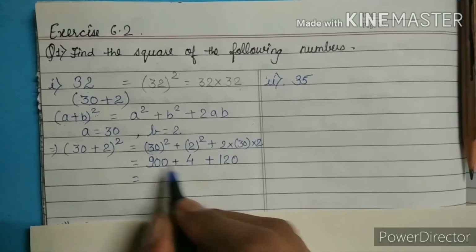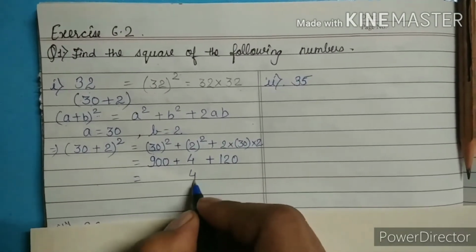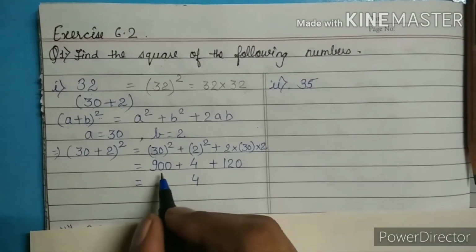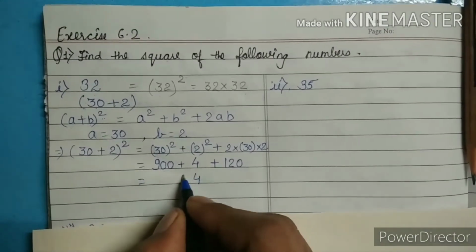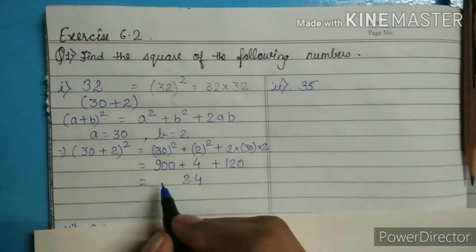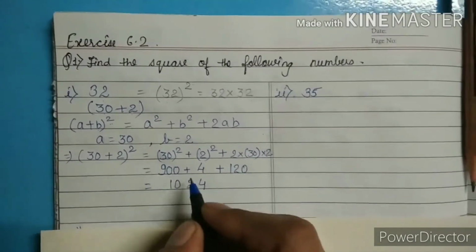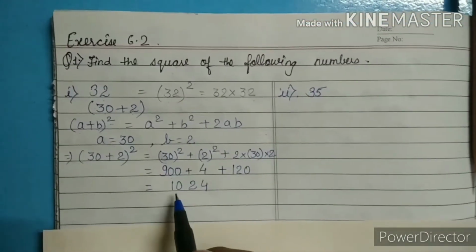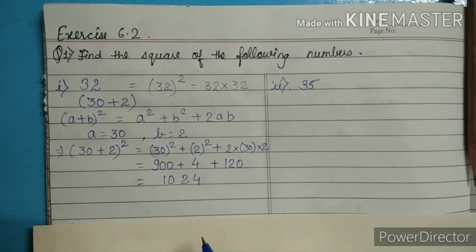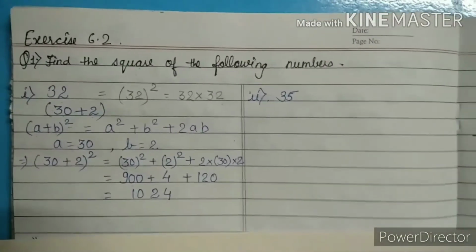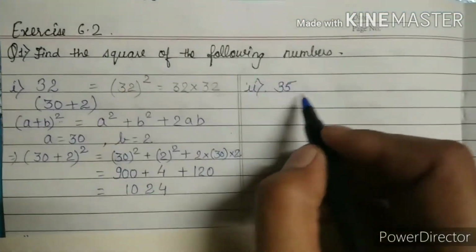On the ones place 0, 0 and 4, so 4 will come. On the tens place 0, 2, so 2 will come. On the hundreds place 9 and 1, 9 plus 1 is 10. So the square of 32 is 1024.